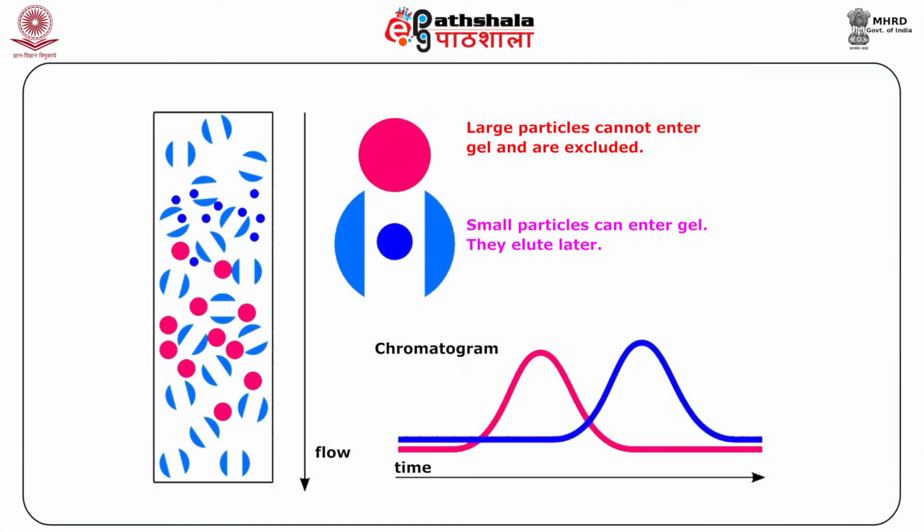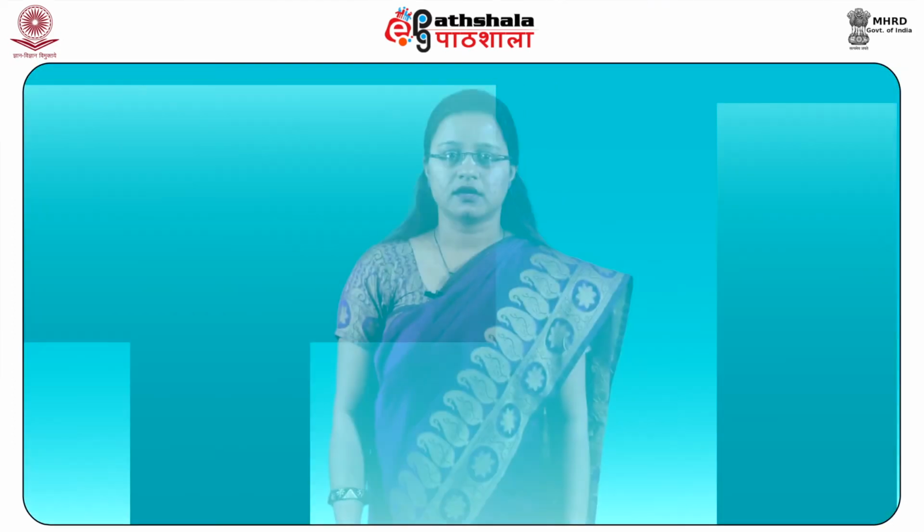We can see in this figure what I just mentioned: larger proteins emerge out earlier than the smaller proteins, because the smaller proteins are going to enter the gel matrix and traverse more path compared to the larger ones. So, the larger ones are moving faster compared to the smaller ones. Now, this was with regard to size exclusion chromatography.